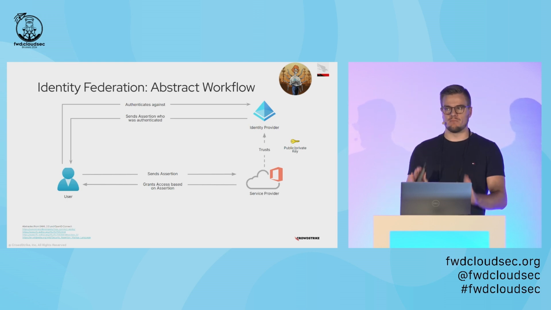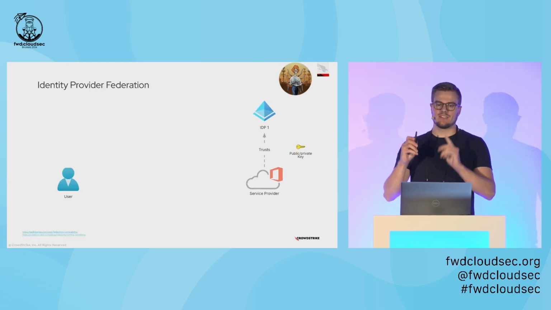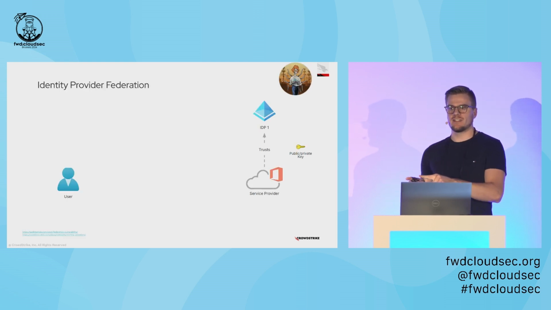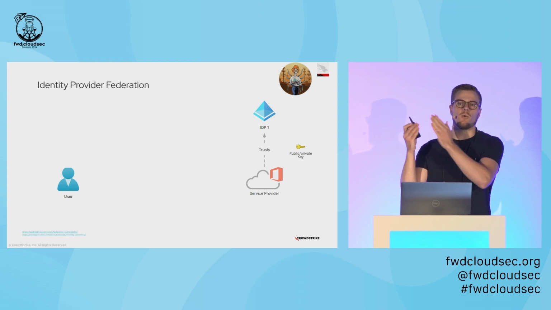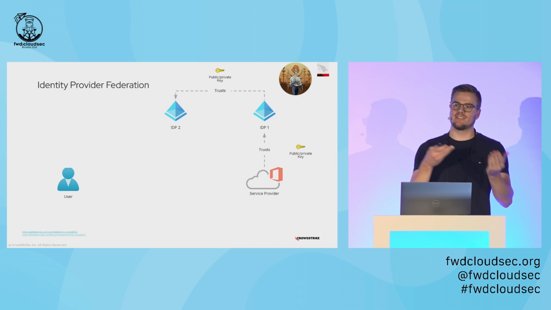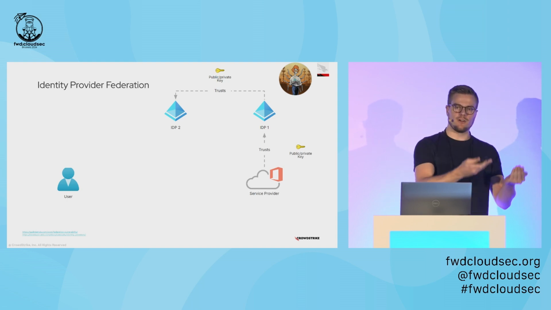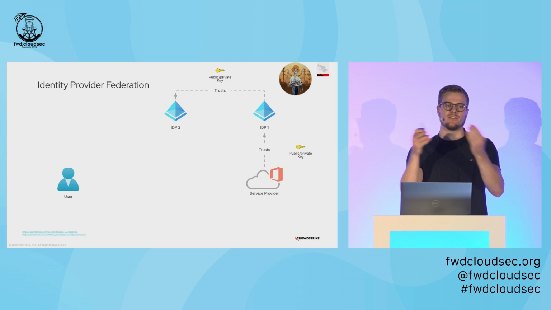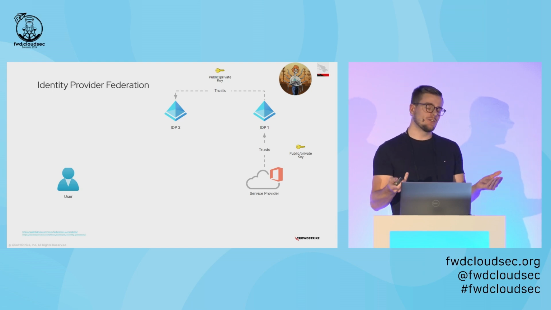Now that we have understood the basic concept, let's extend our model a bit. In the same way that a service provider can rely on an identity provider to authenticate a user for them, one identity provider can rely on a second identity provider to authenticate a user for them. This concept of one identity provider relying on a second identity provider to authenticate a user for them is called identity provider federation. Now, this could work as follows.